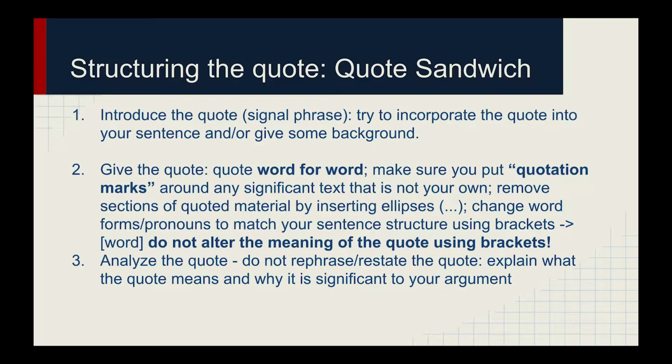Try to incorporate the quote into your sentence and/or give some background. A simple way of doing this is, "the author writes," but you will need to develop your vocabulary of signal phrases to avoid repetition and lazy writing, all part of becoming a better writer. Next, give the quote word for word, making sure that you use quotation marks to indicate all words that are not your own. You can use ellipses or brackets to remove unnecessary wording or change word forms or pronouns, but you cannot alter the meaning of the text.